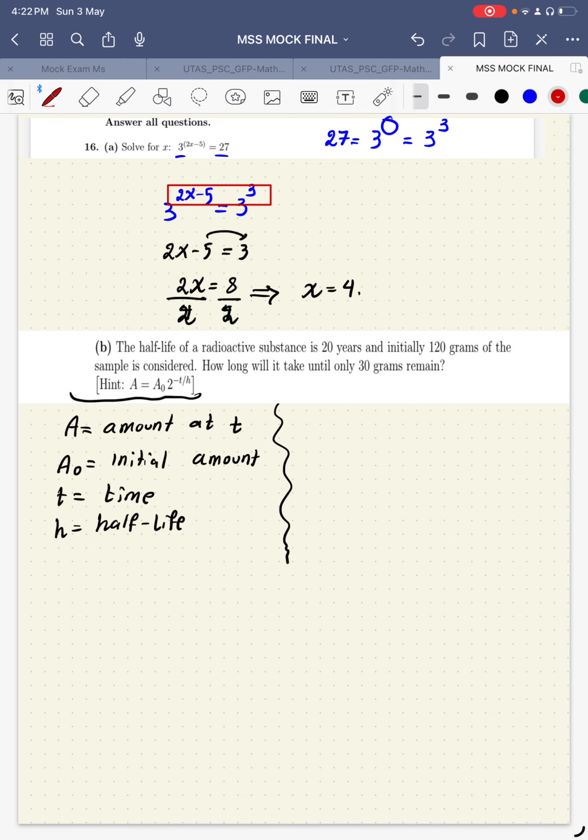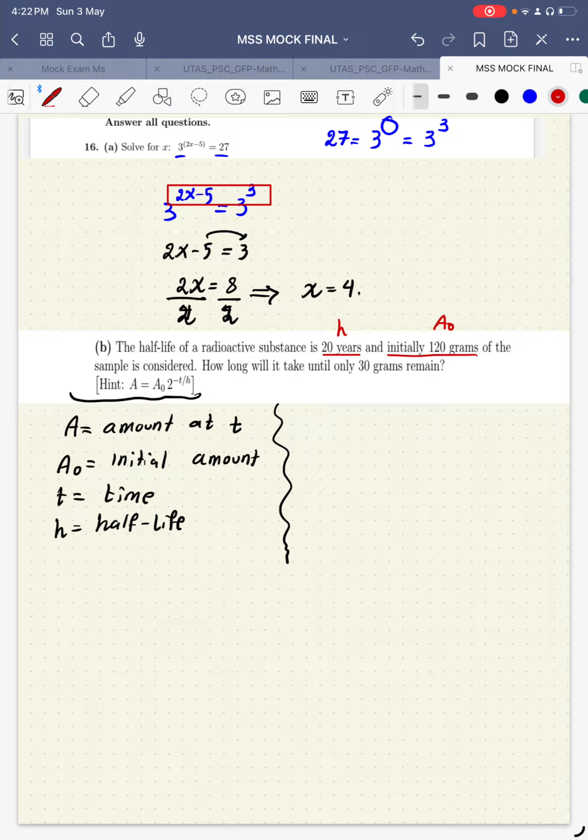Now, let's read the question again. The half-life of a radioactive substance is 20 years. So H is gonna be 20 years. Initially 120 grams. So again, if you see the word initial, it means this one is A0. Of the sample is considered.